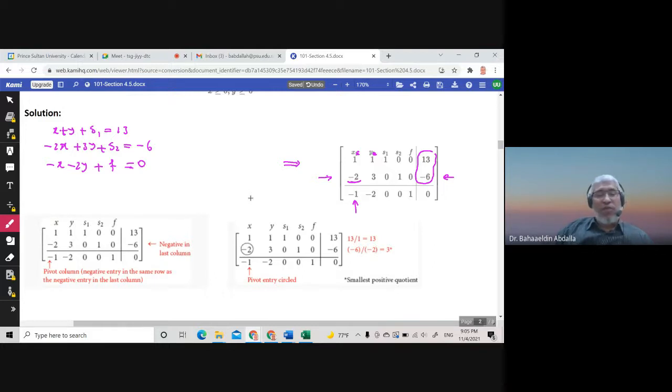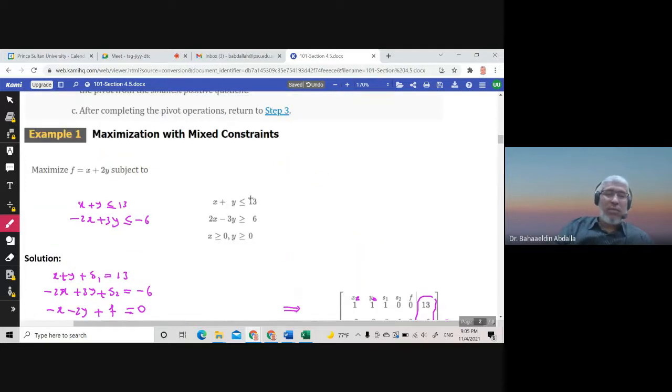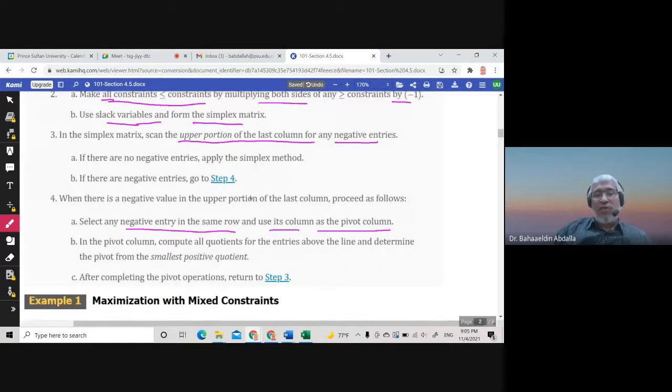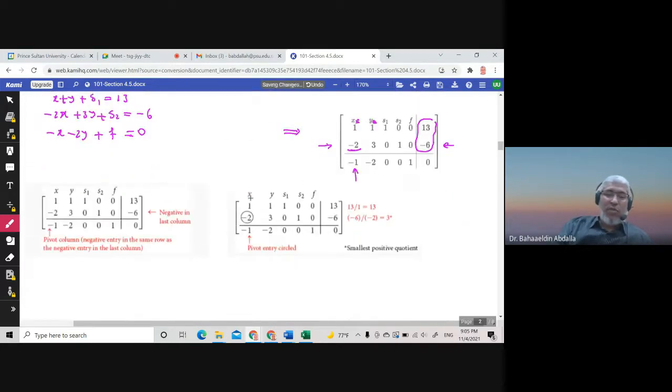Once you determine the pivot column, you find all the quotients for the entries above the line and determine the pivot element from the smallest positive quotient. So we divide 13 by 1, 13, negative 6 by negative 2, that's 3. So the smallest positive quotient is 3. So this row is the pivot row, this column is the pivot column. So negative 2 is the pivot entry.